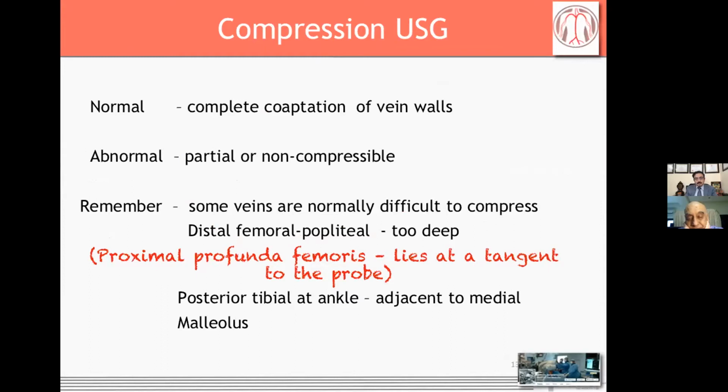But a few points to be kept in mind are, some veins are normally difficult to compress, especially the distal femoral popliteal region, because they are deep, there is muscle. Sometimes if the patient is really bulky, the thigh is hefty, then you may not be able to compress it. So this is like an anatomical difficulty. Then you'll have to see the popliteal region proximal to this. You have to use the knowledge of your phasicity, the augmentation and all that, to rule out that there is no clot or thrombus. So that should be kept in mind.